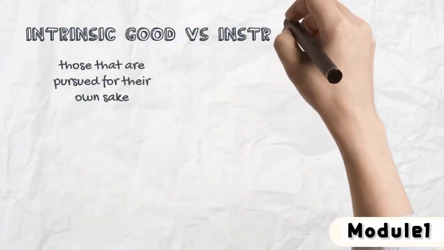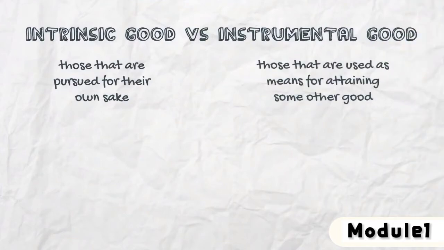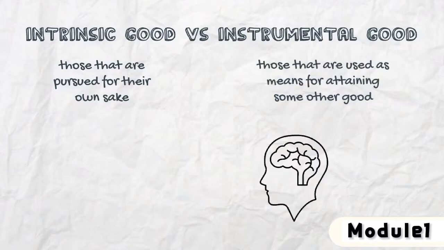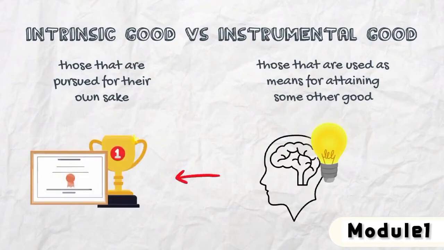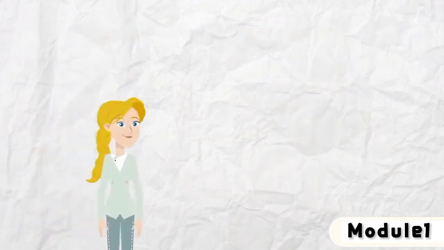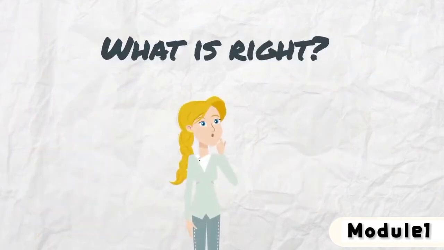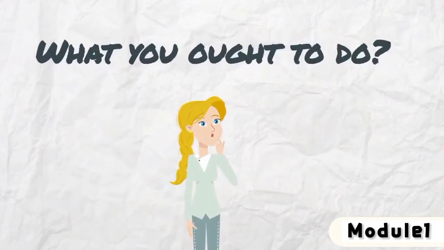Philosophers make a clear distinction of the good between intrinsic and instrumental good. Your intelligence, for example, and capability are instrumental good because you use it to attain the intrinsic good, which are your achievements. After defining what is good, the next issue is what is right. The moral obligation question of what you ought to do.